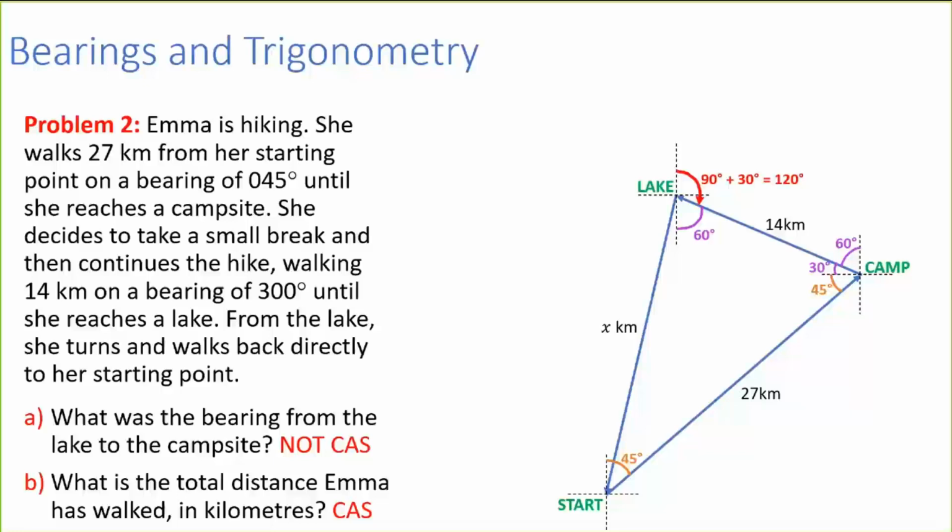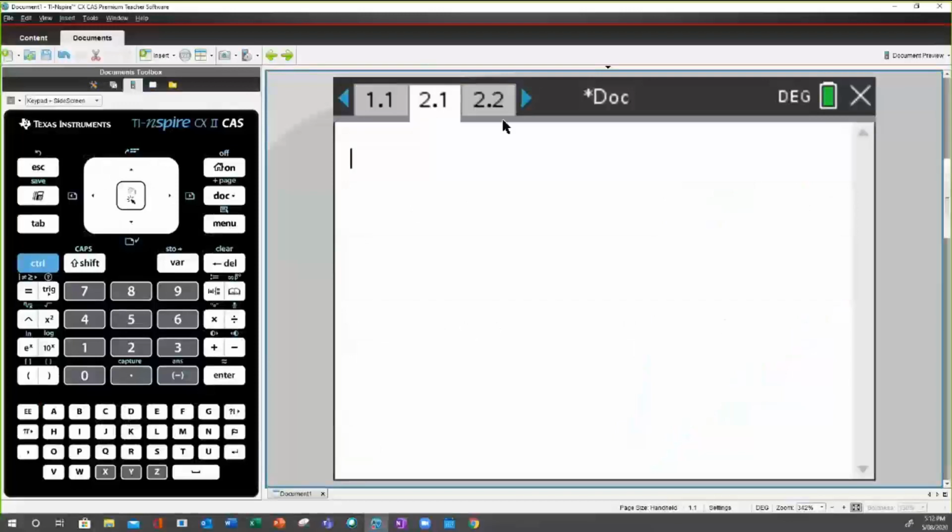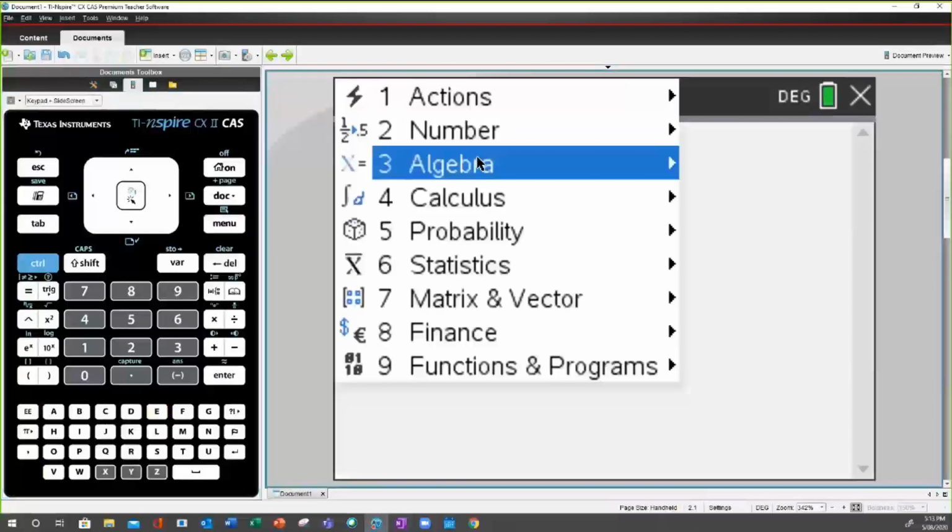And for that, we're going to jump to the CAS calculator again. I'm just going to go on to the next problem, problem 2.1, to show you how to use the CAS calculator for this. So what we're trying to find is a length. So we're going to use the solve function. I've just typed it in there. Otherwise, you could go menu, algebra, solve.